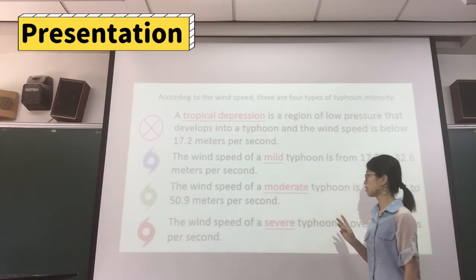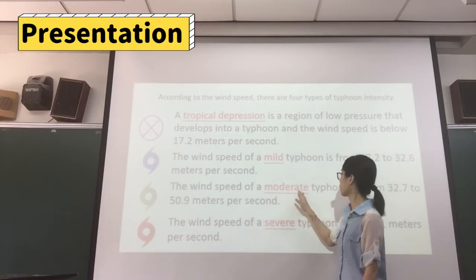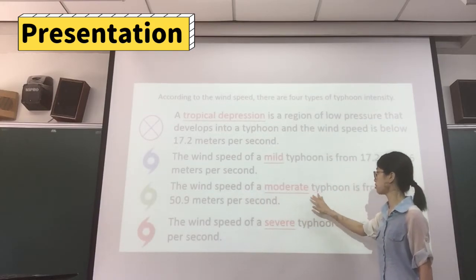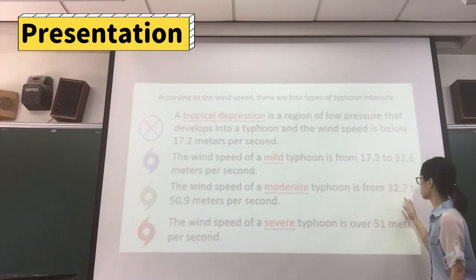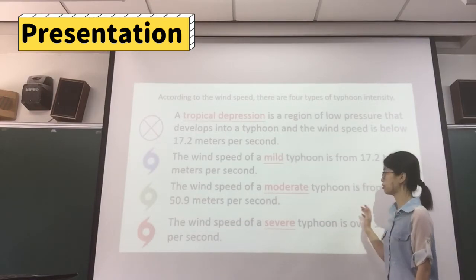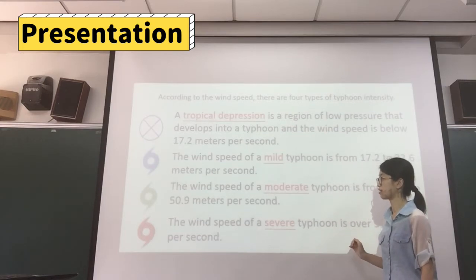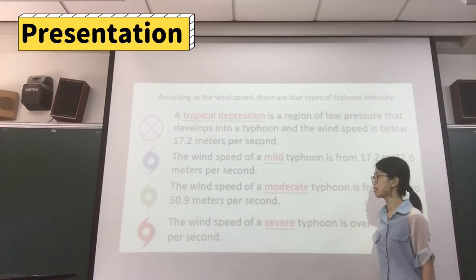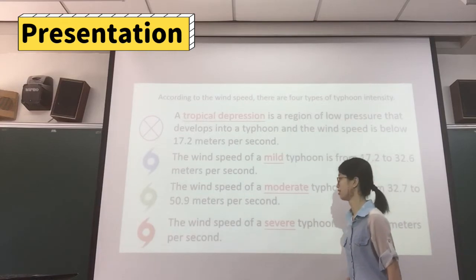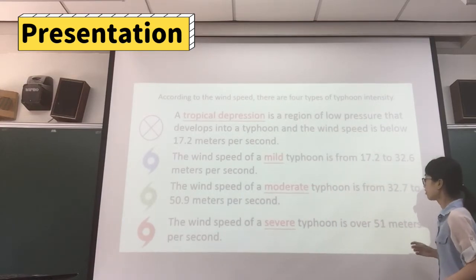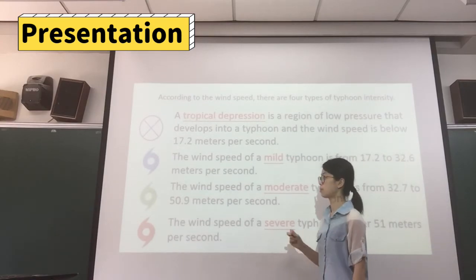The third one is moderate typhoon. The wind speed of a moderate typhoon is from 32.7 to 50.9 meters per second. And the last one is severe typhoon. The wind speed of a severe typhoon is over 51 meters per second.